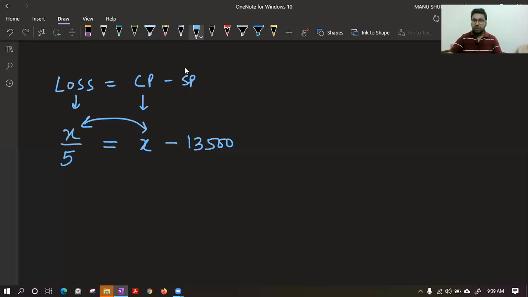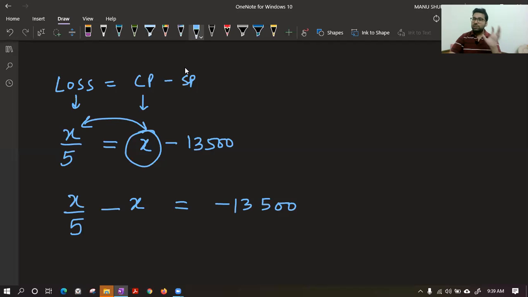To make them single, I will take this x to the left hand side, or you can bring this x upon 5 to the right hand side. It is your choice. So let us take x to the left hand side. It becomes x upon 5 minus x. Why? Because here it was positive. When it went to the left hand side, it became negative. That is equal to, please tell, minus 13,500. So this is the equation.